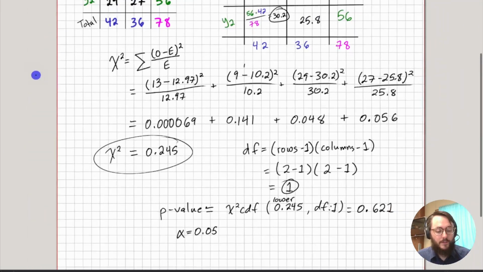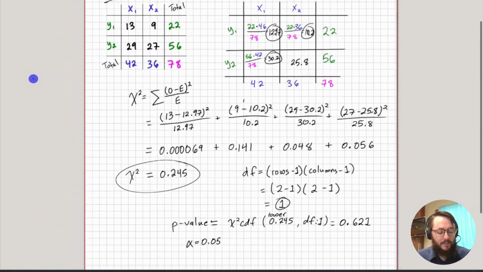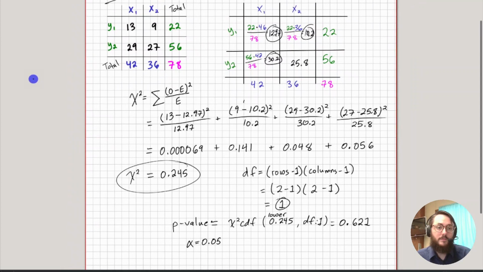So here we do not have convincing evidence that the distribution of y by x is different. So we don't have convincing evidence that the distribution of colors is different for each type of M&M, for instance. That was for homogeneity.